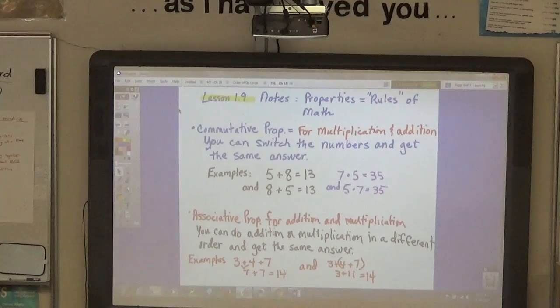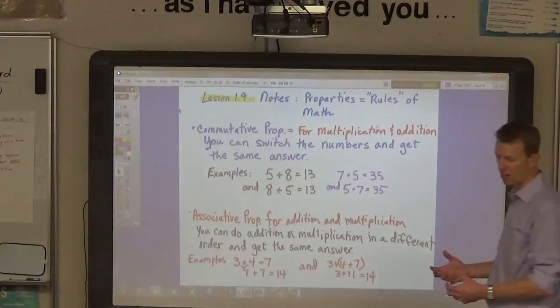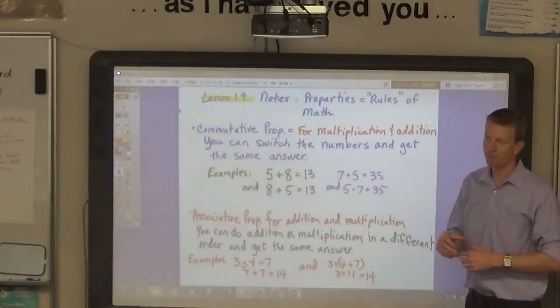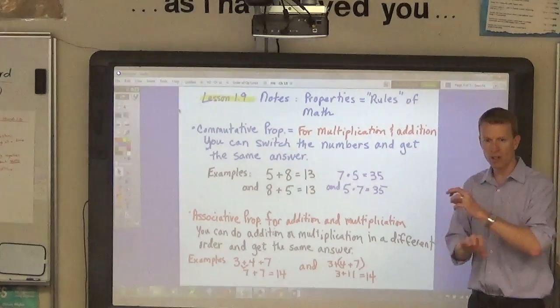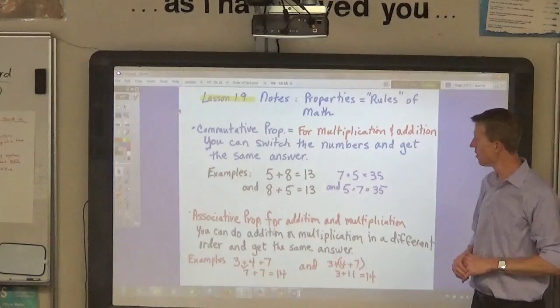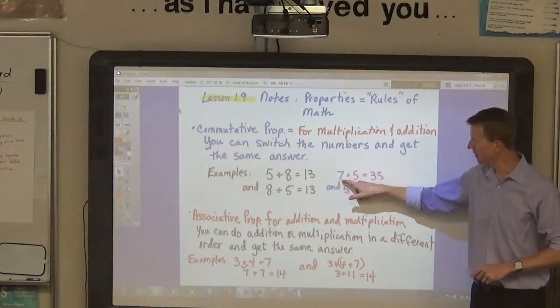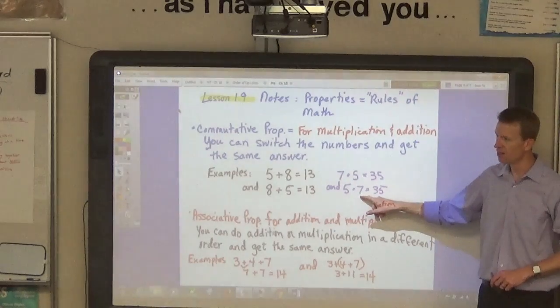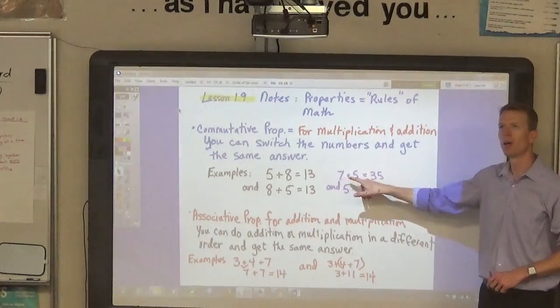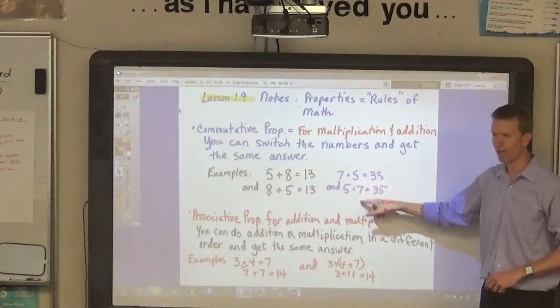Okay? That's a property of addition, meaning that it's a characteristic of addition, that you can switch the order of the numbers whenever you're adding, or multiplying. 7 times 5 is the same as 5 times 7. So if you can't remember 7 times 5, maybe you can remember 5 times 7.